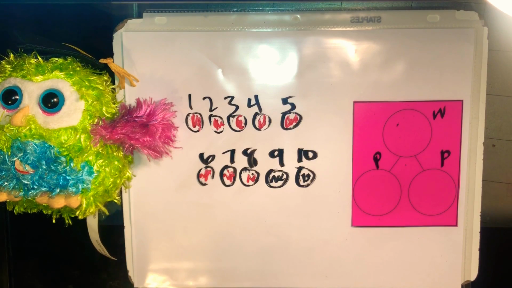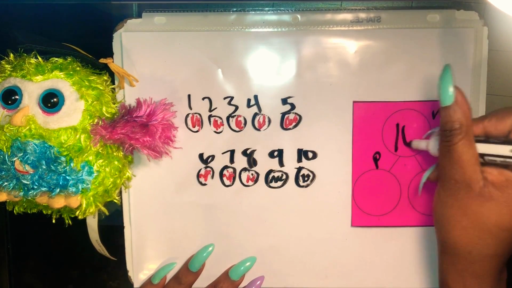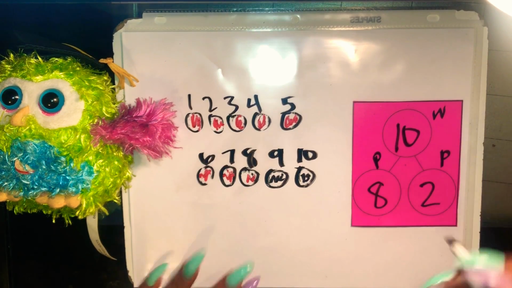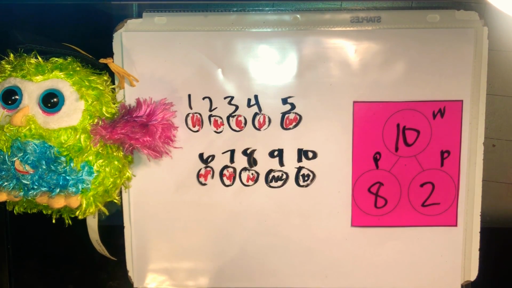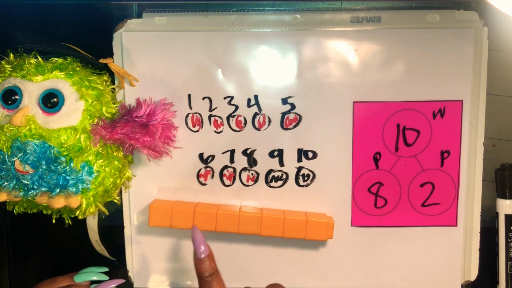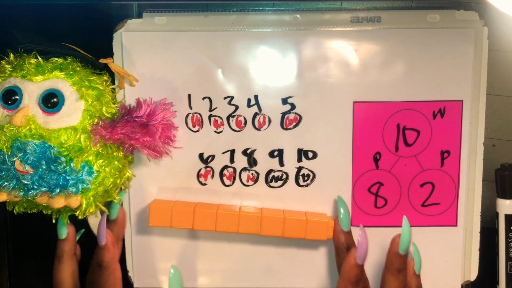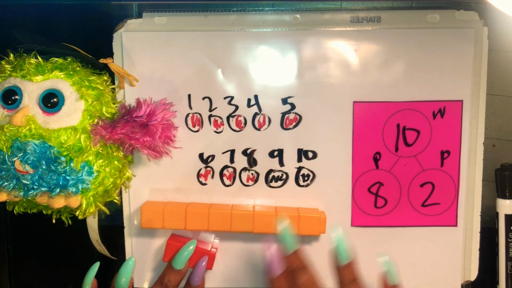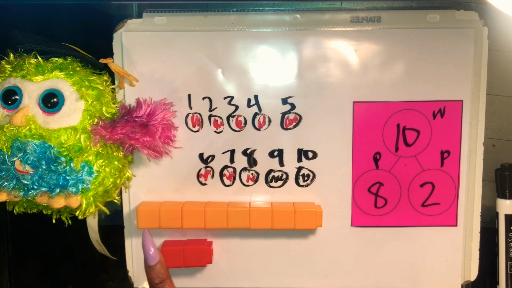So let's pull out our number bond. All together, I have 10. I have 8 that are red, and then I have 2 that are black. That tells me that 8 plus 2 equals 10. And I can show you this with my cubes because I have 1, 2, 3, 4, 5, 6, 7, 8 cubes plus 2 more cubes equals 10. Let's count to be sure. 1, 2, 3, 4, 5, 6, 7, 8, 9, 10.